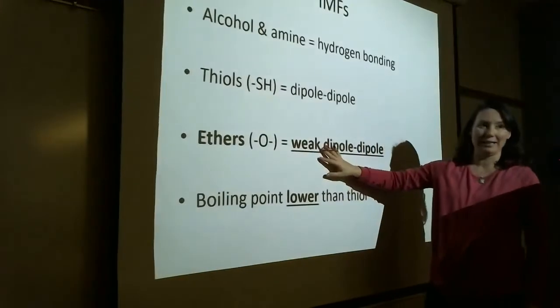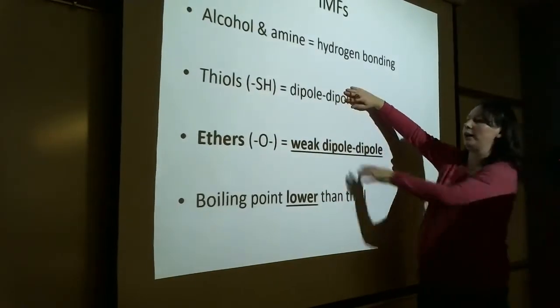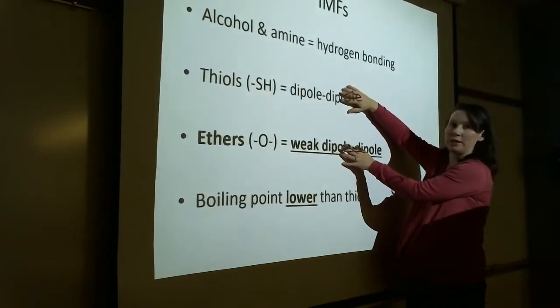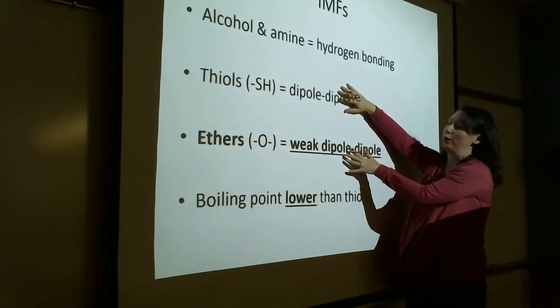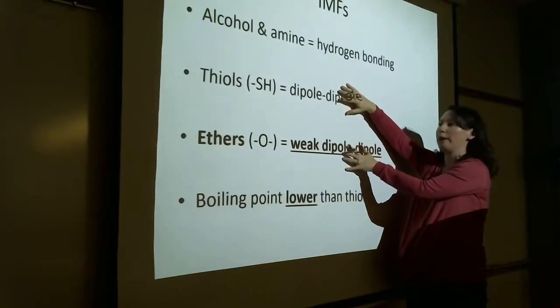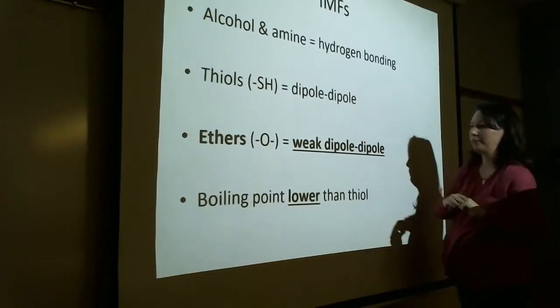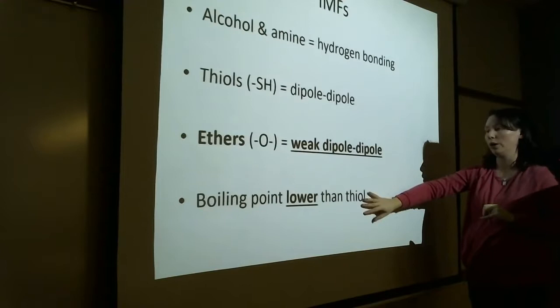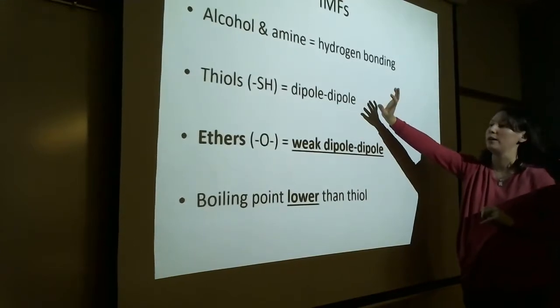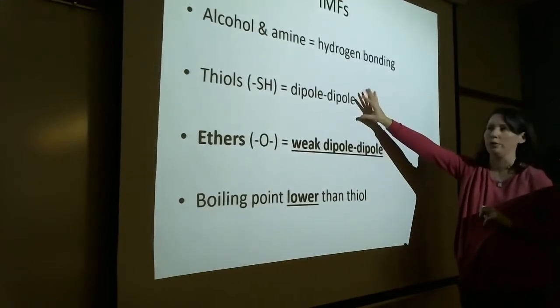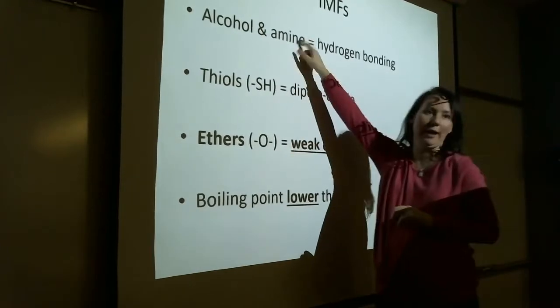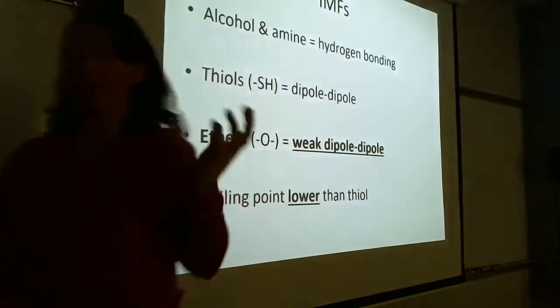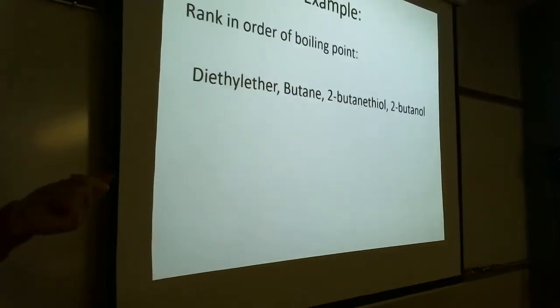So it's weak dipole-dipole. So if we were comparing thiols and ethers of comparable size, 4-carbon chain, 4-carbon chain, the thiol would have the higher boiling point than the ether of comparable size. Okay, so the ether will boil lower than the thiol will because the ether's got weaker dipole-dipole than the thiol does. And then all of them are going to boil way less than the alcohols and amines. But all of them are going to boil higher than the alkanes.